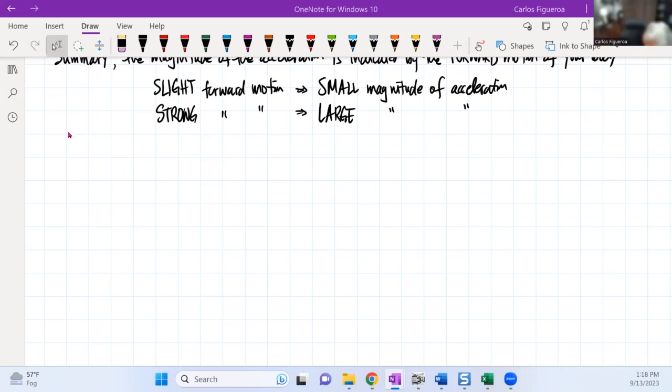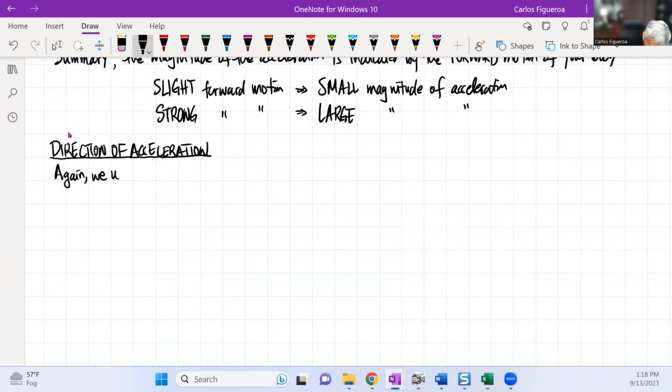But now let's focus on the direction of acceleration. So what we find here is that, again, we're going to use your body. Again, we use your body's motion to determine the direction of acceleration.